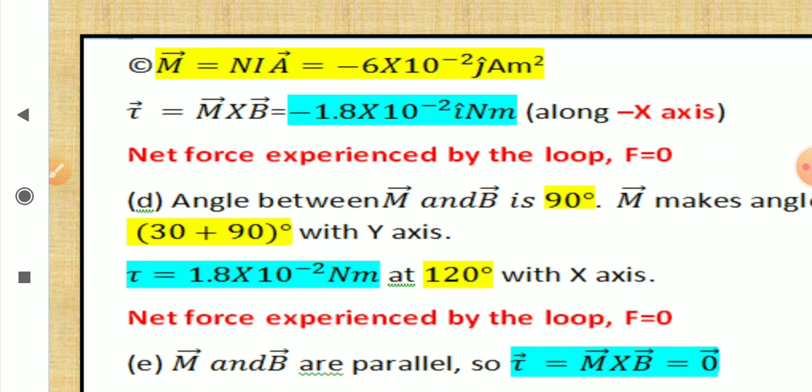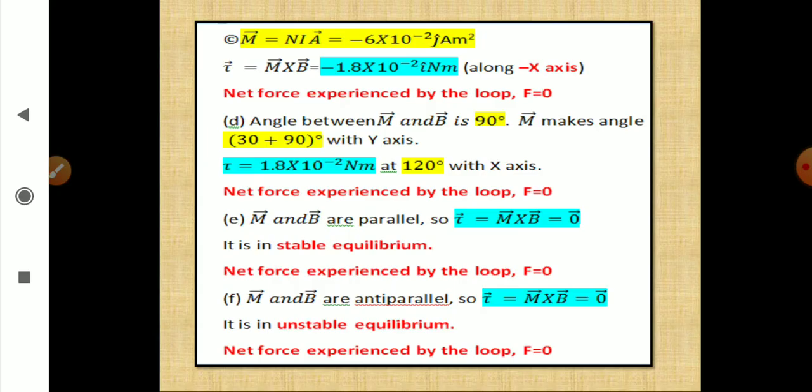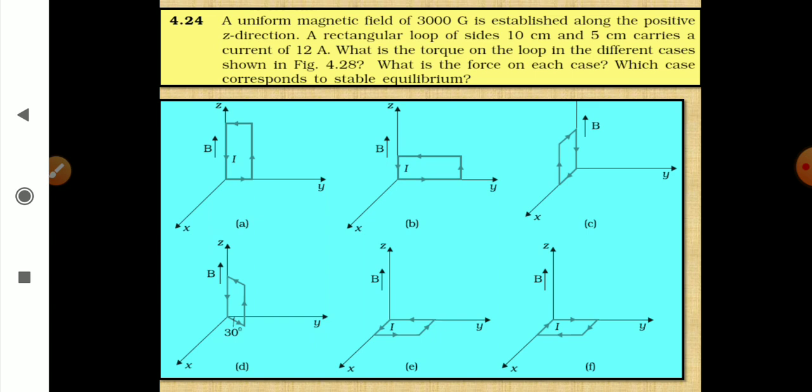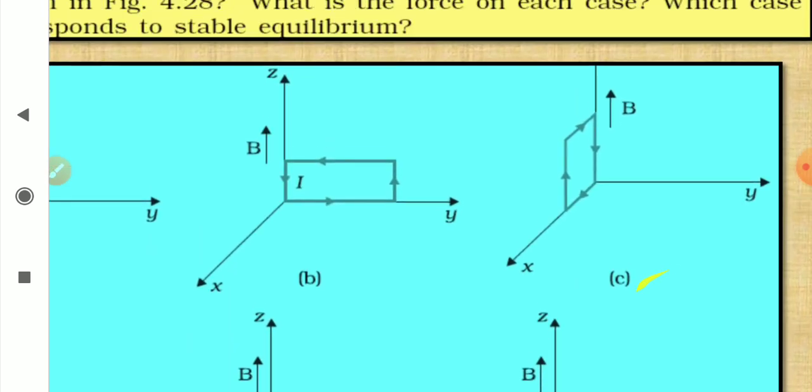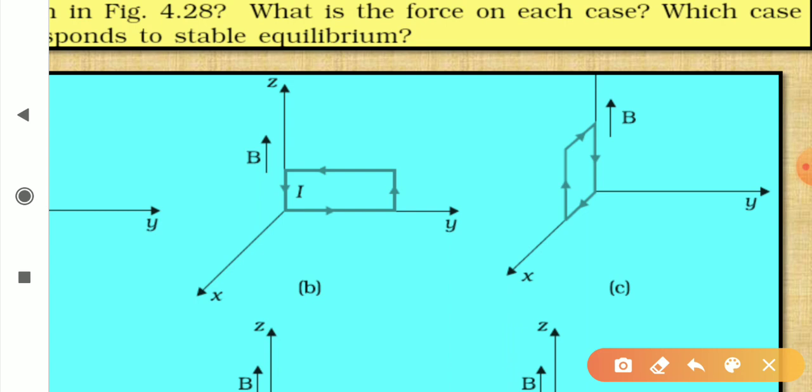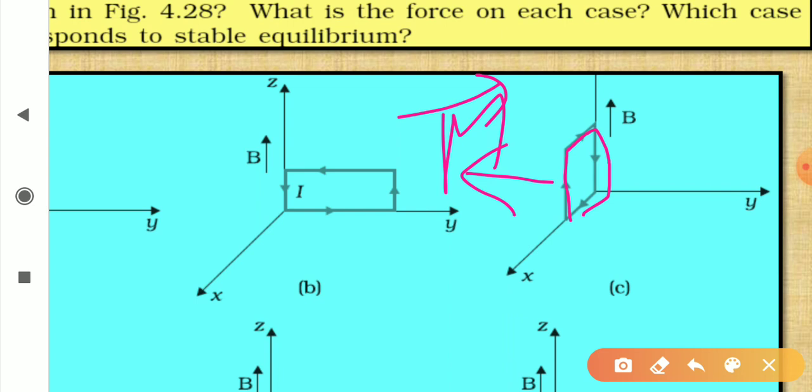Now part C is, let us look at this diagram here. Great. See, the magnetic field is along the z-axis, and here the current is moving like this. If you curl your fingers along the current, then your thumb will go backward, right, along the minus y-axis. Okay? So your magnetic moment is along this direction, right?